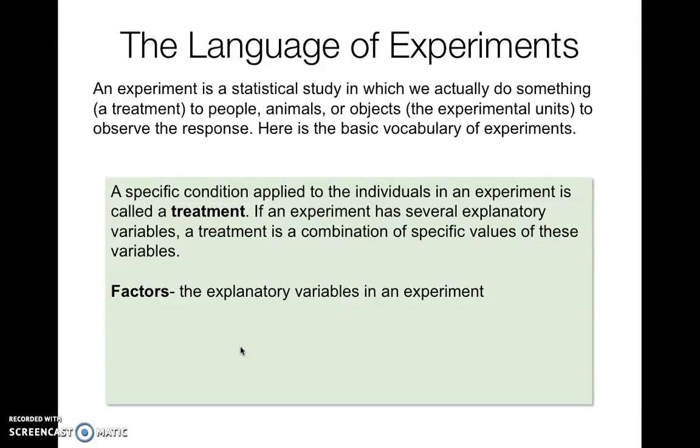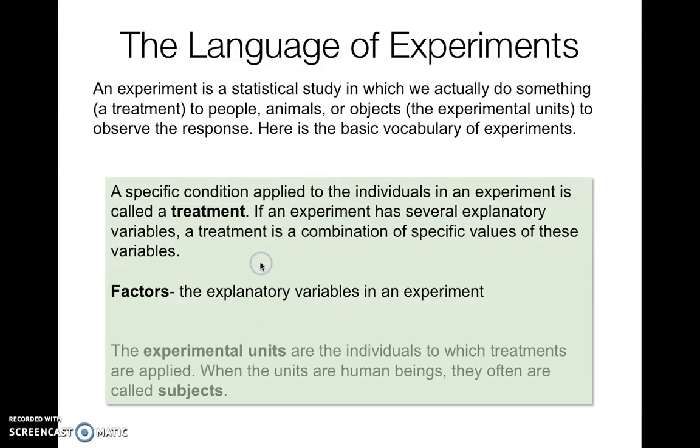They're also called factors. They're the explanatory variables in the experiment. And then the experimental unit are the individuals. And like we said, they can be people, animals, or objects. But of course, we got to make things a little bit more complicated. So when the units are humans, then they're also called subjects.